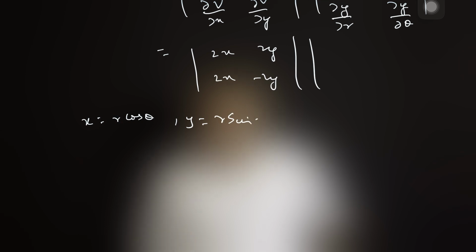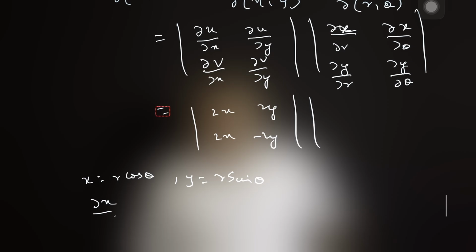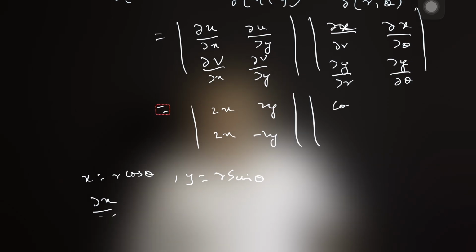So, ∂x/∂r would be what? Cos theta. And what is ∂x/∂theta? Minus r sin theta. What is ∂y/∂r? ∂y/∂r is nothing but sin theta. And what is ∂y/∂theta? r cos theta.